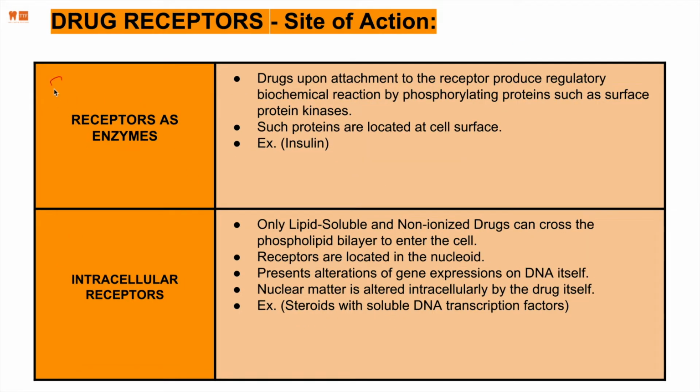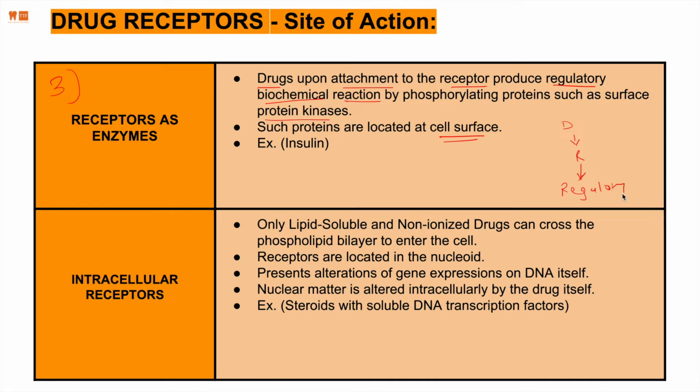The third one is receptors as enzymes. Now this one's kind of cool, guys. So drugs upon attachment to the receptors will produce regulatory biochemical reactions by phosphorylating proteins, such as surface protein kinases. Now, the important point from the whole sentence here is regulatory biochemical reaction. See, such proteins are located on the cell surfaces. Basically, when the drug acts on the receptors, these are technically literal surface proteins that then carry forward a particular action of regulatory nature.